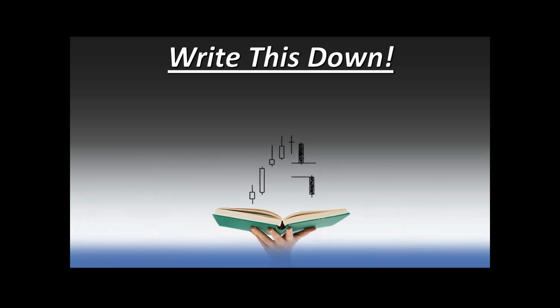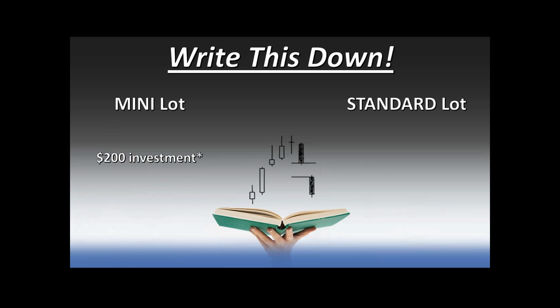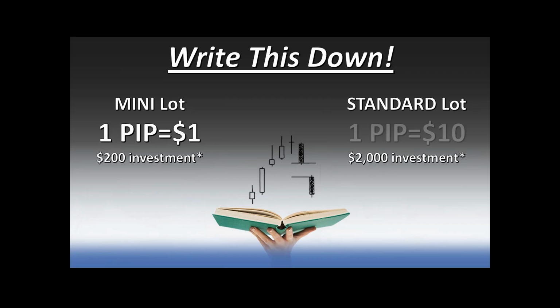Now, I also want you to write down one more thing. In this market, money is made by trading something called a lot. A lot refers to the monetary size of the trade that you're making. I'm going to discuss two lot sizes: mini lots and standard lots. A mini lot is a $200 investment, and that controls $10,000 of a currency. A standard lot is a $2,000 investment, and that controls $100,000 of a currency. There's something known as leverage. When you trade a mini lot, each pip is worth $1, and when you trade a standard lot, each pip is worth $10.